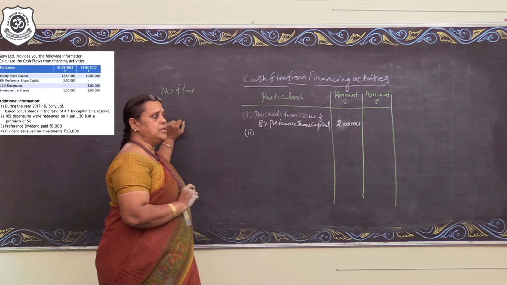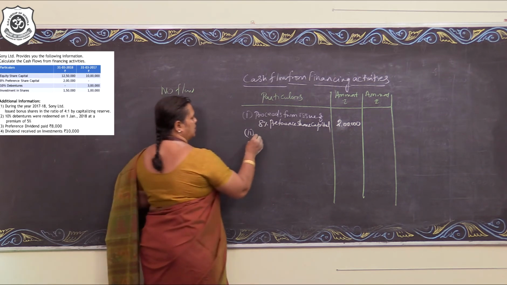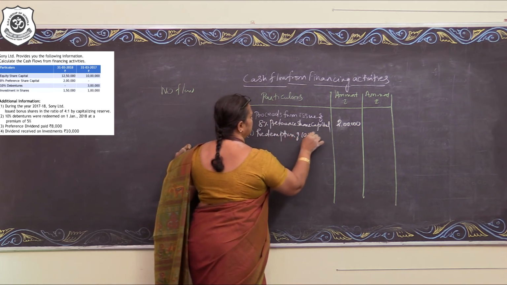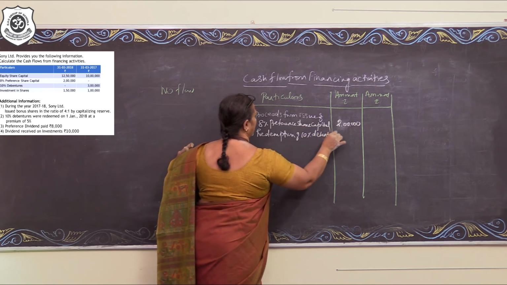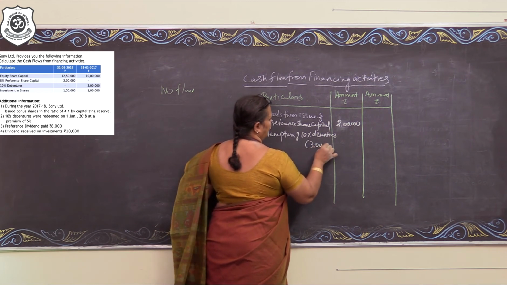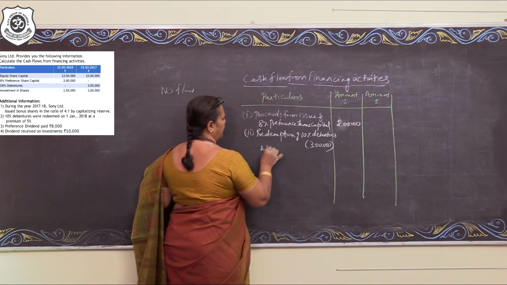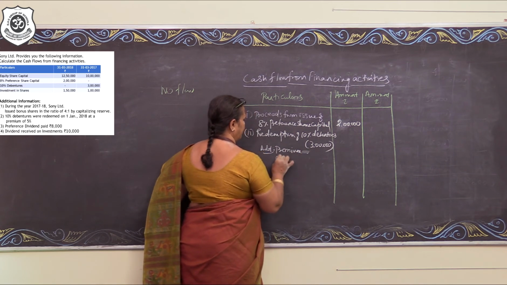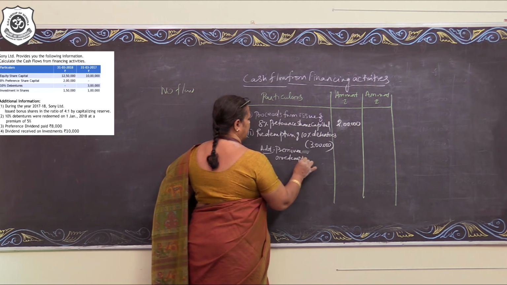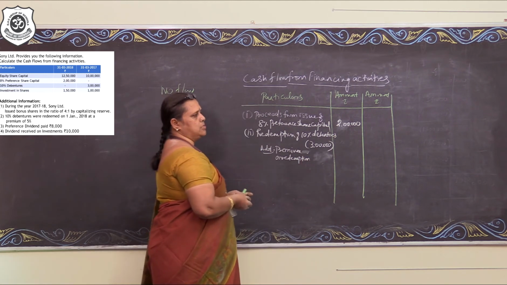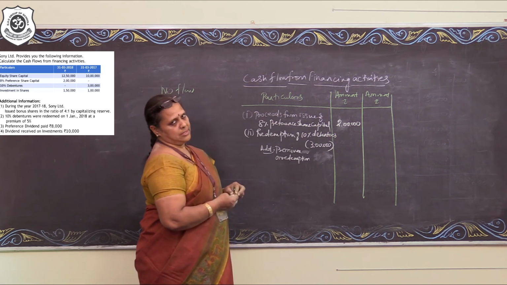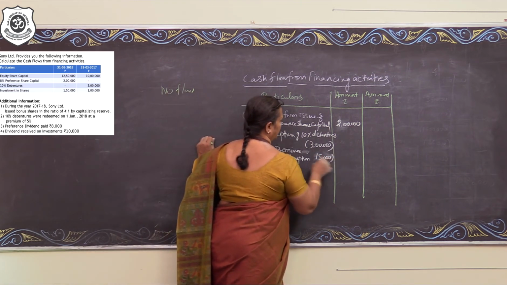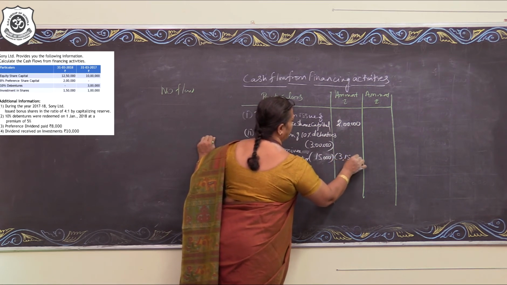You are also given there is a preference dividend paid rupees 8,000. So, now coming to next one, redemption of 10% debentures, 3 lakh, add premium on redemption of debentures. Debentures are redeemed at a premium of 5%. 5% of 3 lakhs is going to be 15,000 rupees. So, outflow will be 3 lakh 15,000.